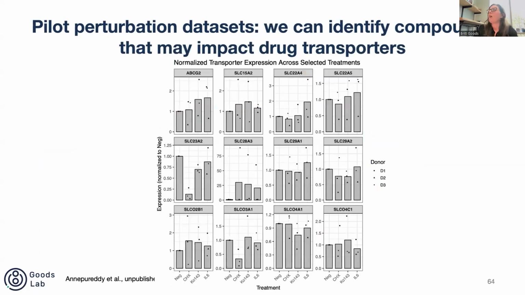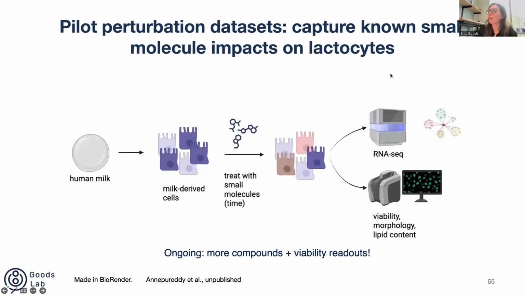Okay. We can then ask the question, are there certain drug transporters that are being affected in our perturbation data sets? Here I'm showing some of the drug transporters that are known in the literature, and the expression as a function of some of our treatments. What you can see is that the expression values are variable across our donors, but we do actually pull out some effects on the impact of drug transporter expression as well.